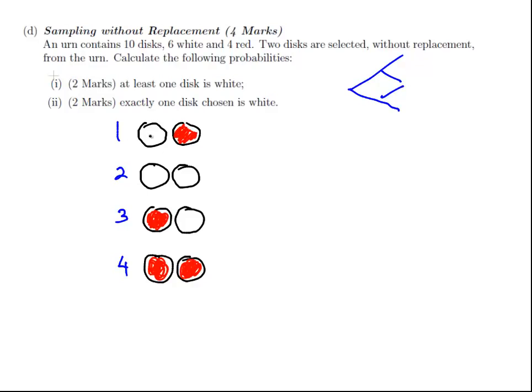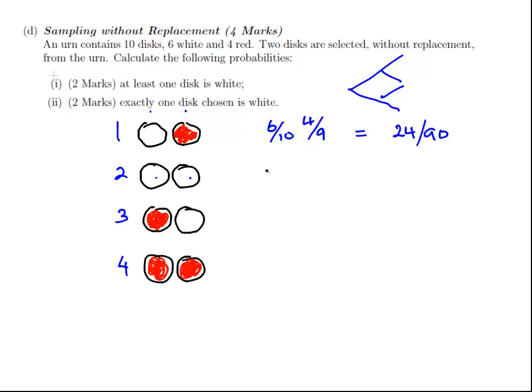So in the first instance, there's 10 discs altogether. There's 6 white ones, so 6 out of 10. And there's 9 discs left. So we selected the first disc, and now we're going to select the second disc. There are 4 red discs left out of 9. So the probability of a white one then a red one is 24 over 90.